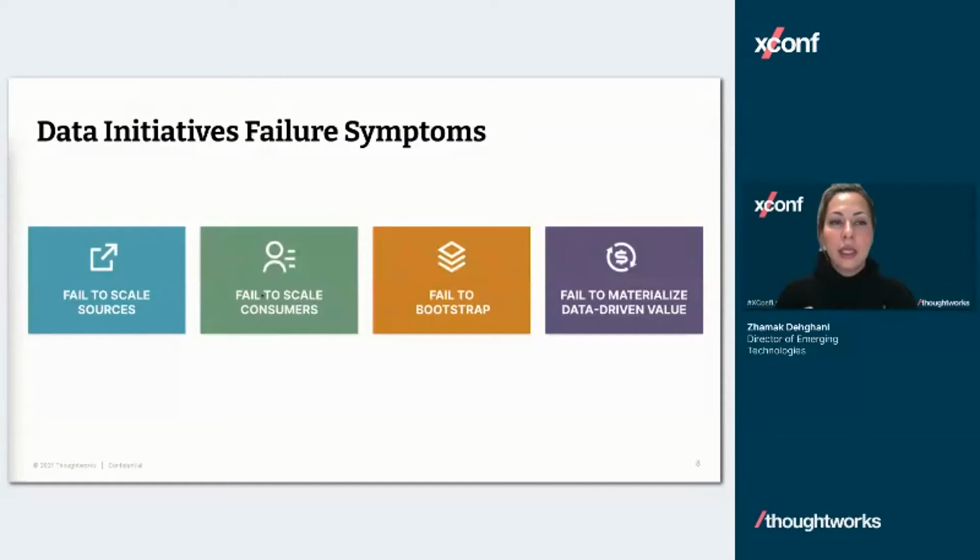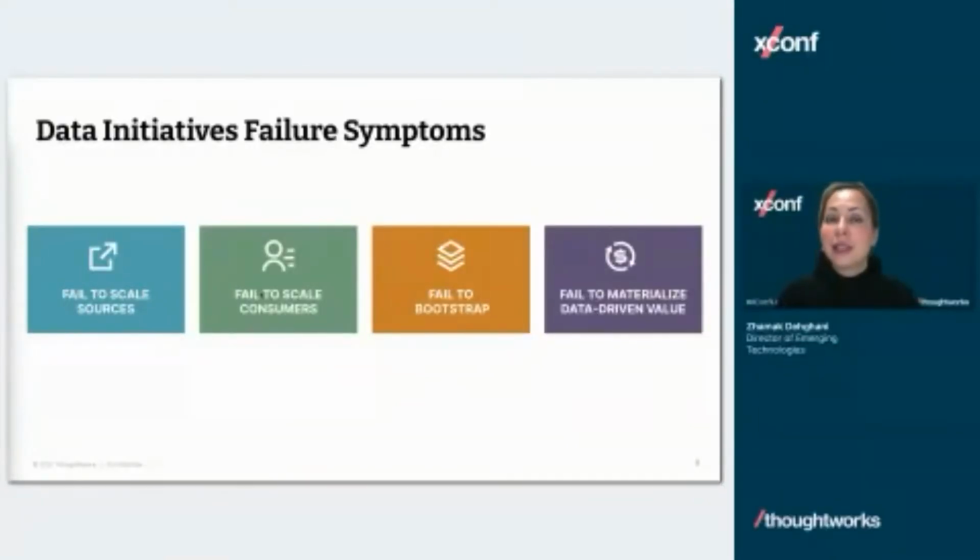They were failing to scale out their warehouses or lakes to satisfy many different consumer use cases or many different sources. They were going from one platform to the next platform and getting stuck in this bootstrapping. And finally, they were failing to materialize value from all of this investment in building the next generation data platform at scale.